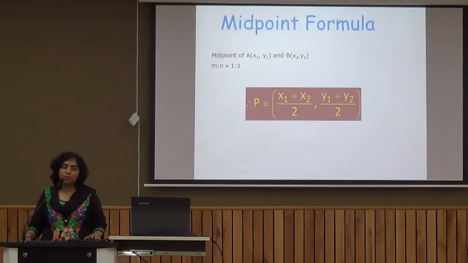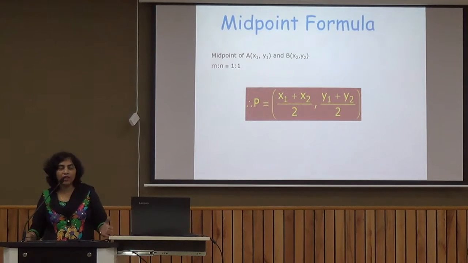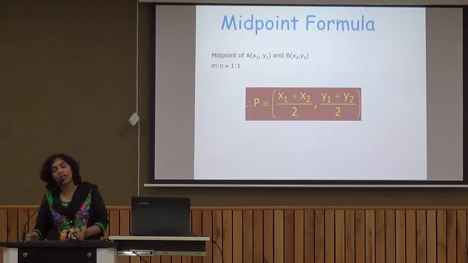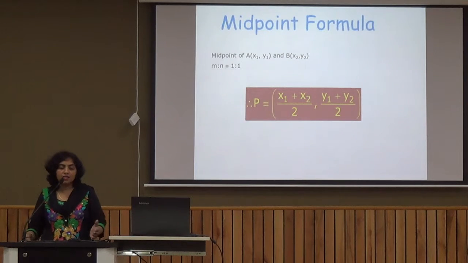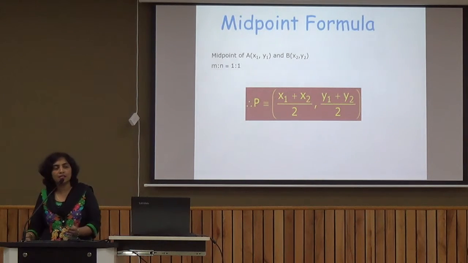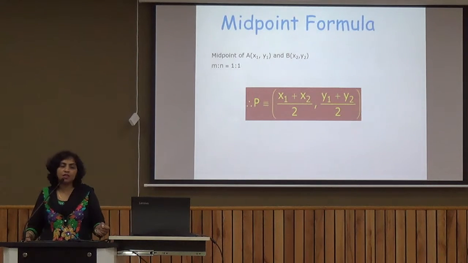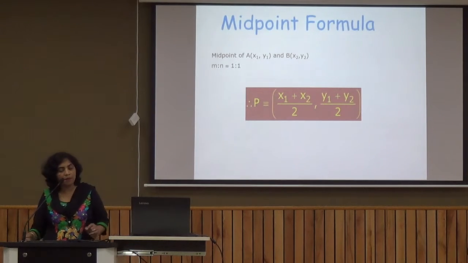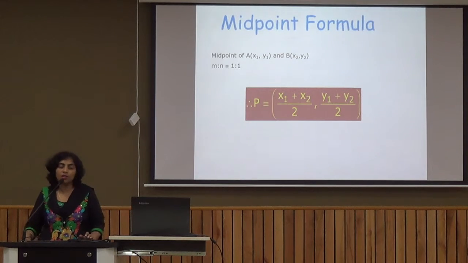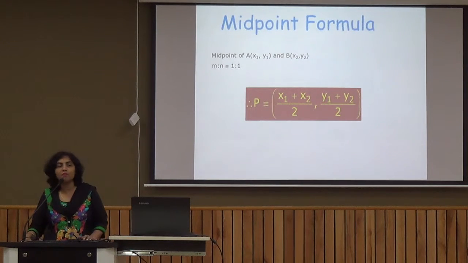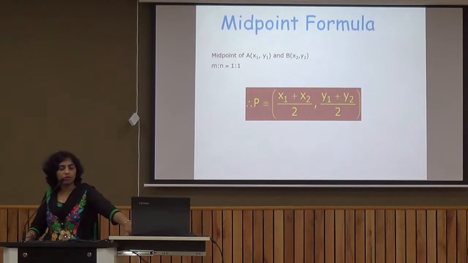Now we have got the midpoint formula. We are saying that the point is dividing in the ratio m is to n. Now if the point is dividing the line segment equally, then it is called the midpoint and the ratio will be 1 is to 1. So when we replace m and n by 1, we get the coordinates of the point as x1 plus x2 upon 2 and y1 plus y2 upon 2.